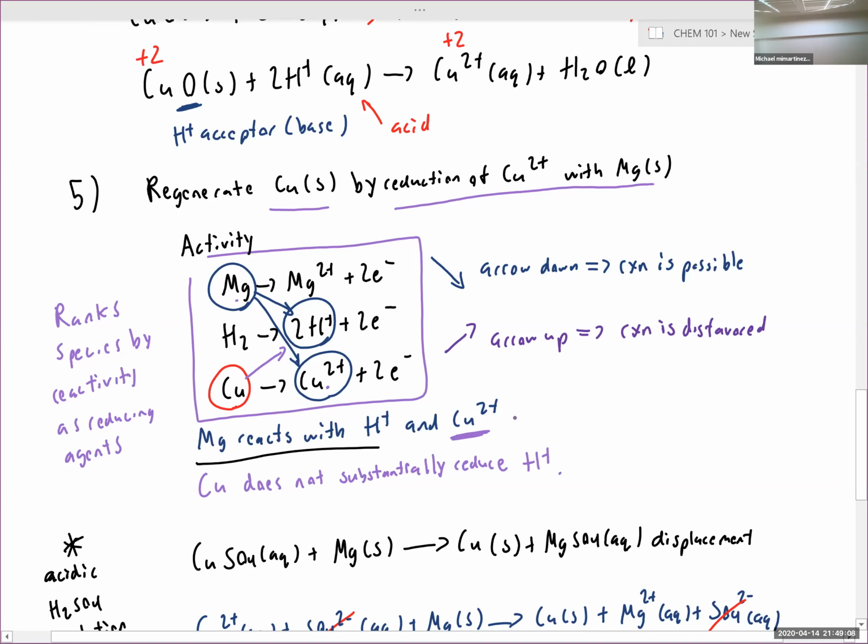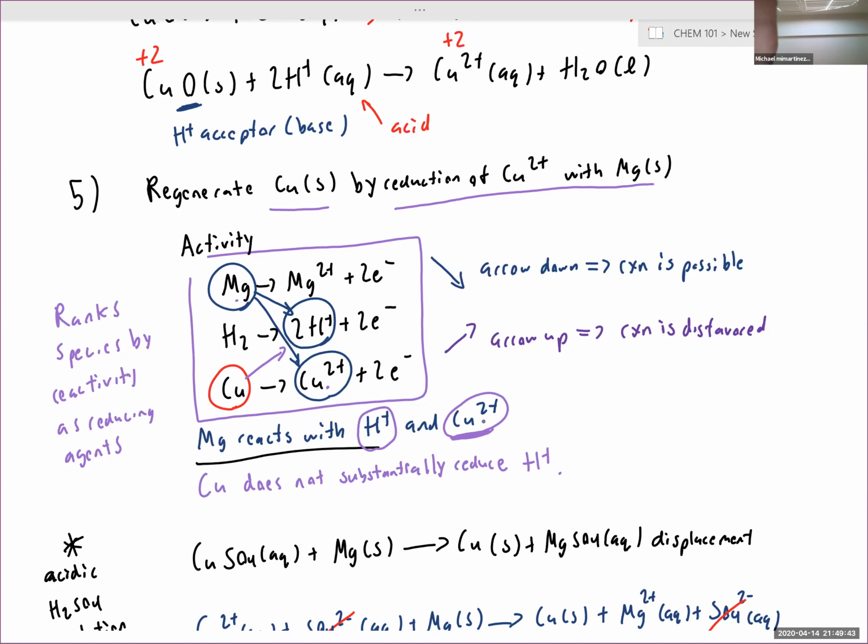Is there another case, looking at this activity series, is there another ion that magnesium can react with? Is there another ion that magnesium can react with? Is there another ion? Yep, exactly right, H+. So magnesium reacts with H+ and it reacts with copper. This will be important later on because you'll see that this reaction is certainly quite vigorous.